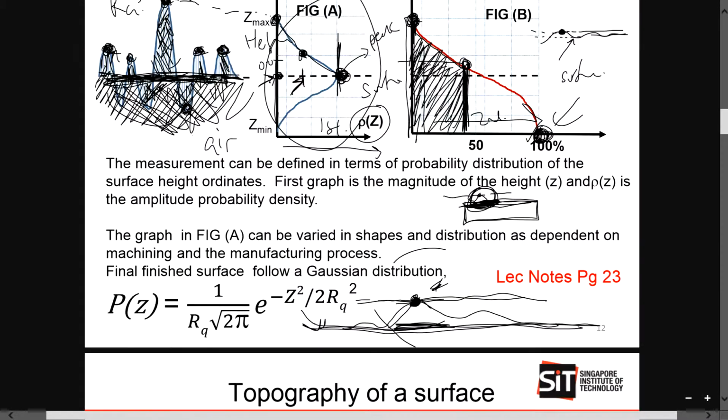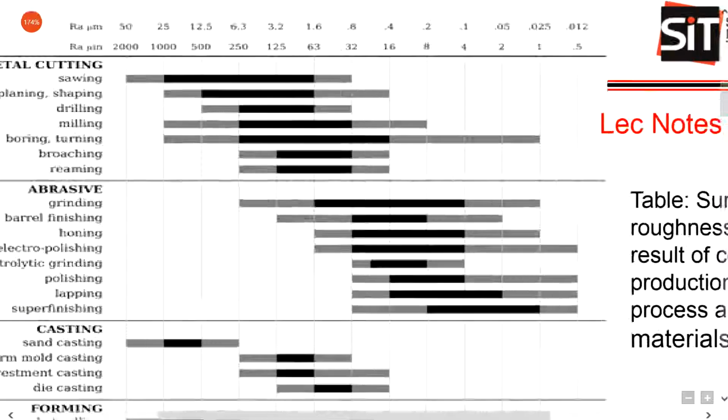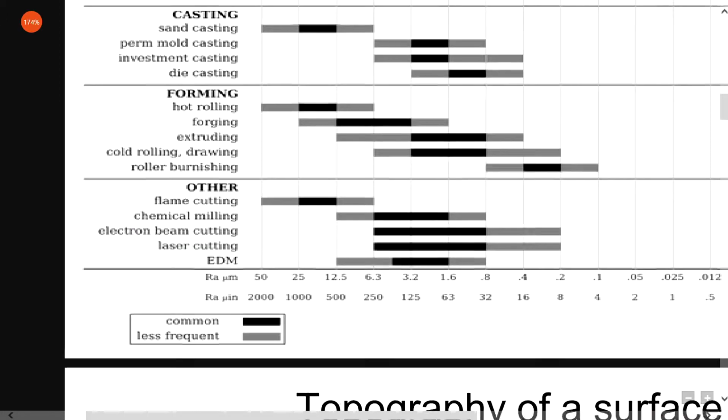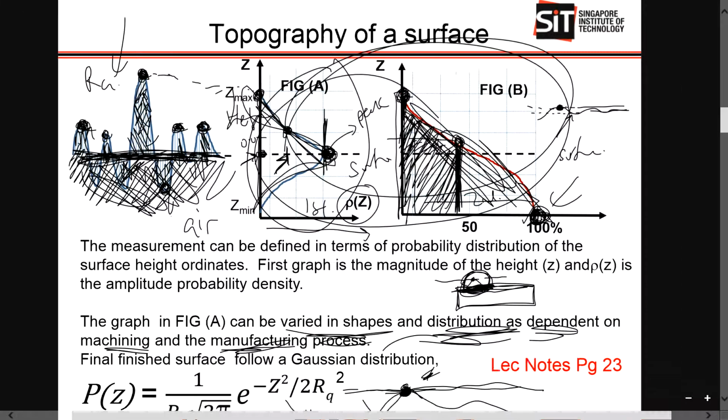The graph that we have drawn varies in shape, and the distribution is dependent on the machining and manufacturing process. It goes all the way back to this page, where different processing gives a certain surface roughness. When you saw it, you have a certain surface roughness; when you drill it, you have a certain surface roughness also. So different processing methods give different topography of your surface, which is reflected in these graphs also.